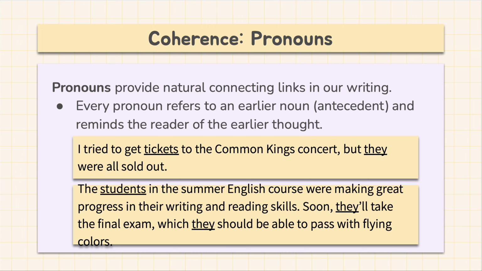So here, for example, the students in the summer English course were making great progress in their writing and reading skills. Soon they'll take the final exam, which they should be able to pass with flying colors. So here, the pronouns in the second sentence create a natural connection or link to the first sentence, right? Because the pronoun they is referring to the students.